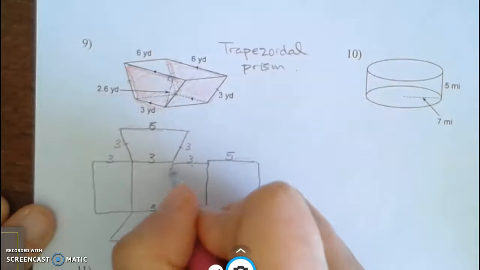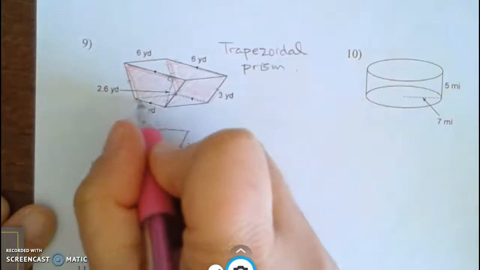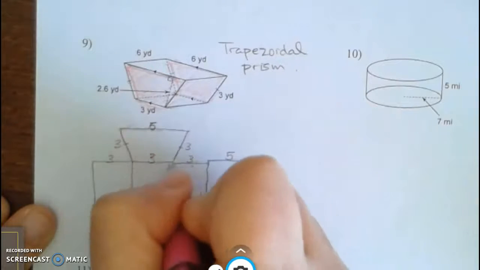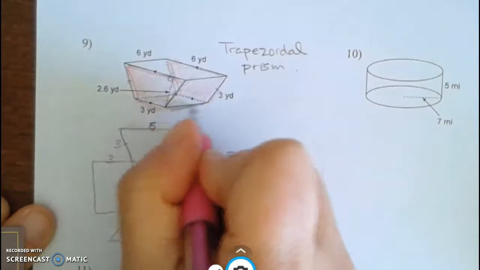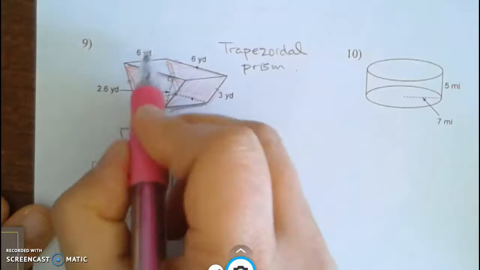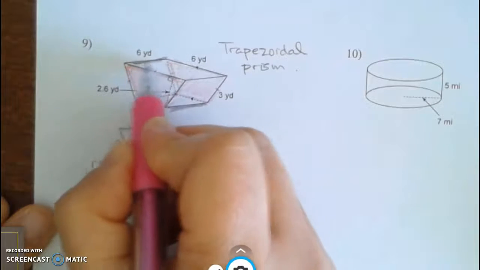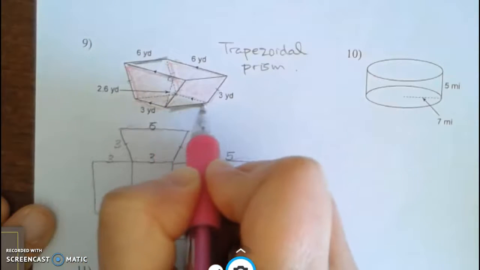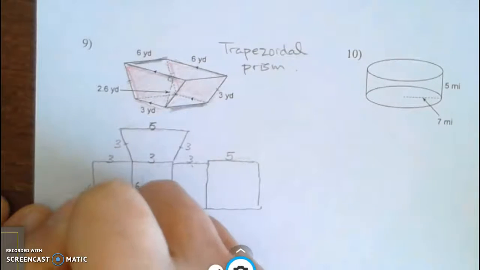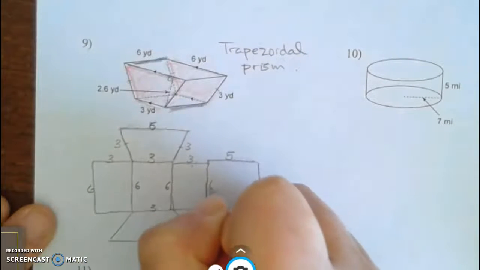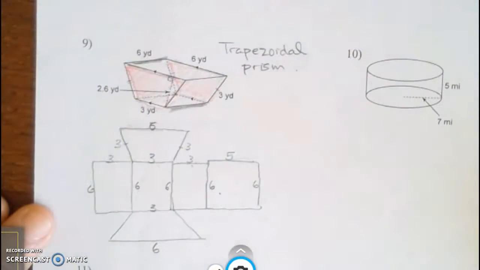What about this length? This length corresponds to this length right here. And what is this length? This length is the same as this length, 6 yards. It's the thickness of the trapezoidal prism. So that's going to be 6 here, 6 here. It's going to be 6 everywhere. So that's my net.